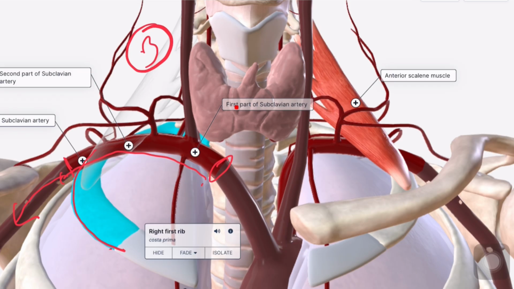It has three parts. The first part is the part before the medial border of the anterior scalene muscle. The second part is the part located posterior to the anterior scalene muscle. And the third part is the part after the lateral border of the anterior scalene muscle.